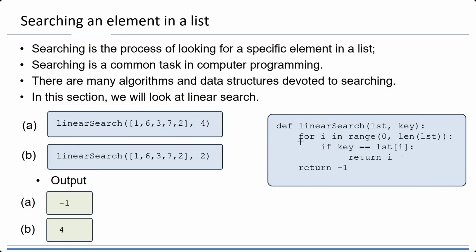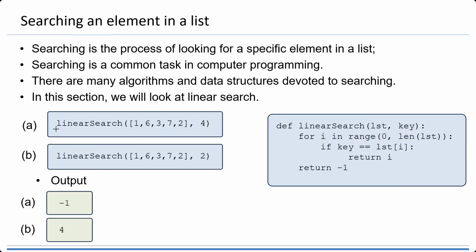I would like to do the loop for I in the range from 0 until the length of LST, the length of this list. If the key equals the list at index I, then return I. It means I would like to get the index of that particular element. Otherwise, return -1. So if I cannot find it, then return -1.